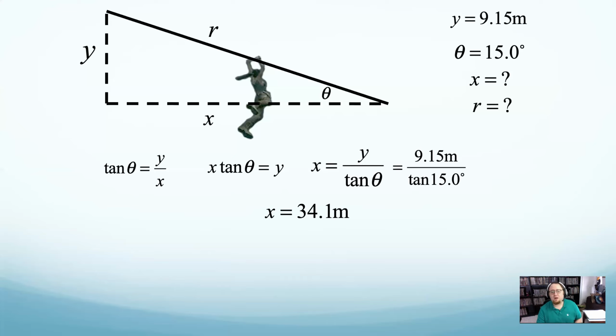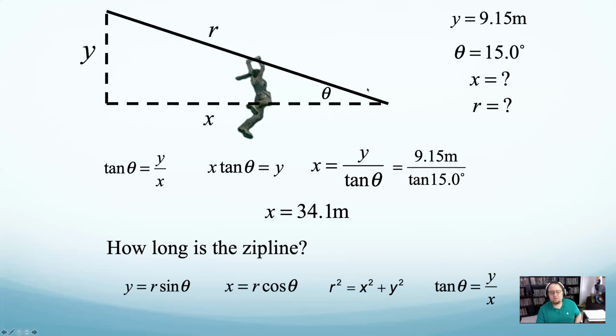Now the other question is, how long is the zip line? That's going to be the value for all. So now we're saying, okay, let's solve for all. And so I'll look at my equations again and say, you know what? I want to solve for all. Equations 1, 2, and 3 all have all in them. I can use any of those equations. It doesn't matter which one.